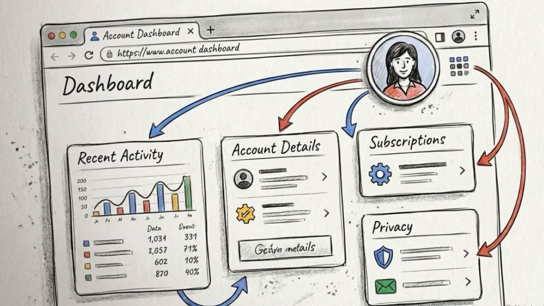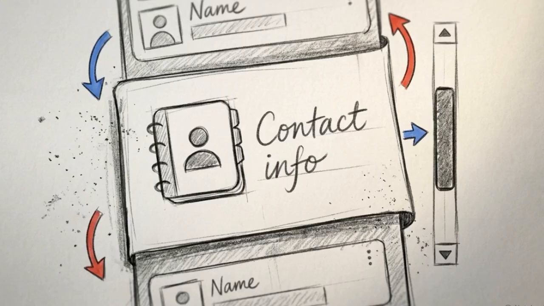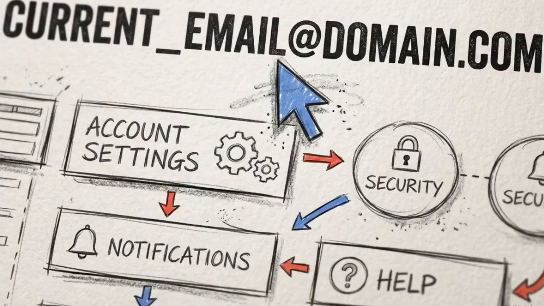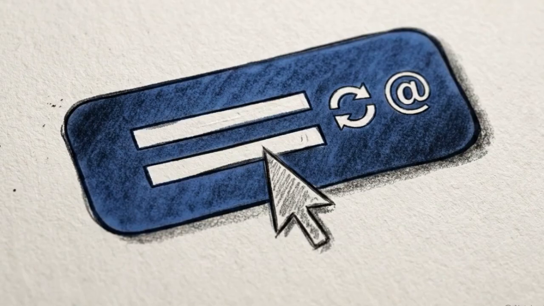To begin, open your browser, ensure you're signed in, and navigate to your Google account dashboard. Select Personal Info, scroll to Contact Info, and click Email. Your active email sits at the top of the page. Click it to open the menu, locate the blue Change Google Account Email button, and click to proceed.